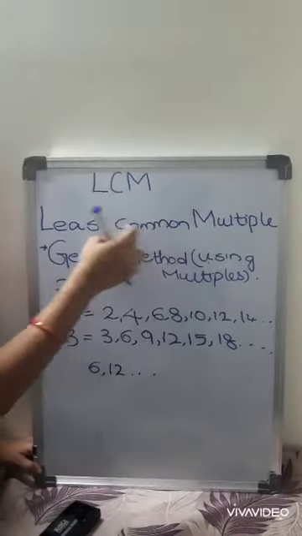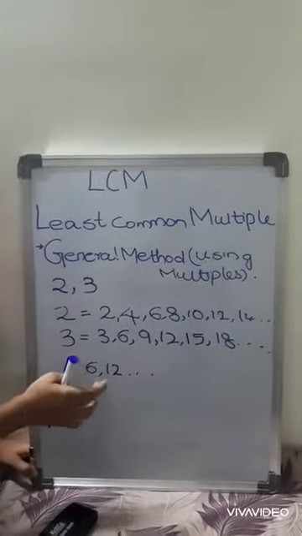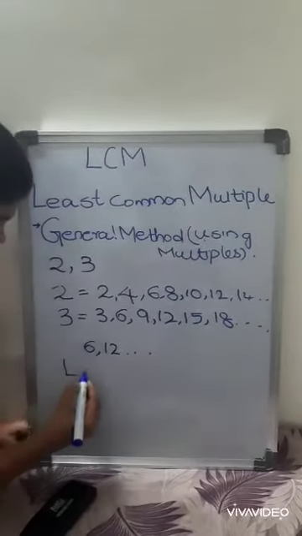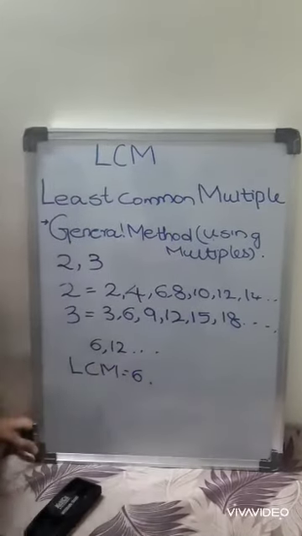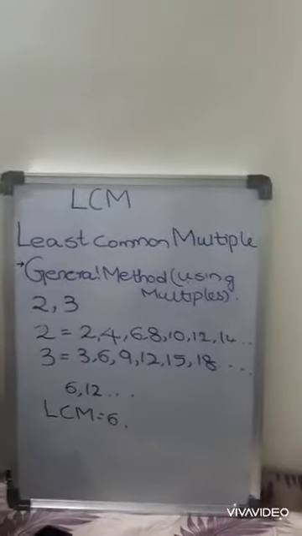As I am finding only the least common multiple, I'll end up with these two. And the least among 6 and 12 is 6. So my LCM is 6. And why is it called LCM? Why not the highest common multiple? Why only the least common multiple?